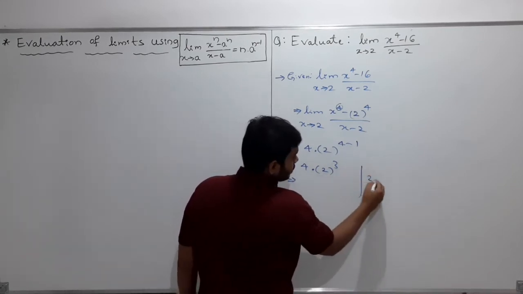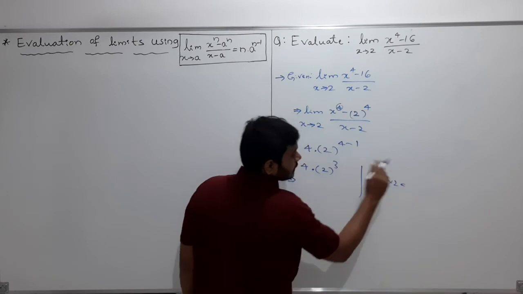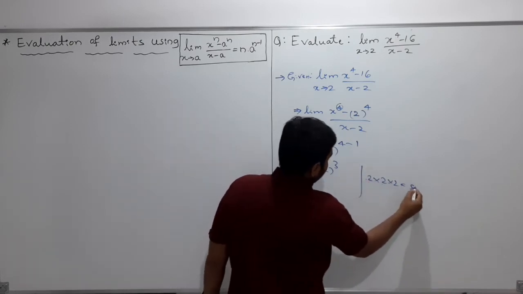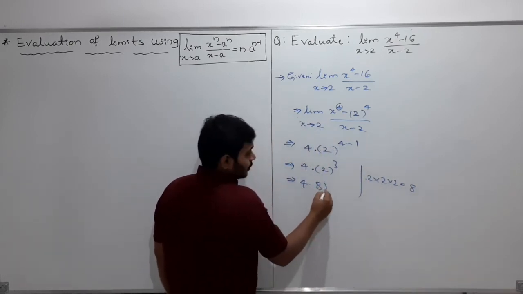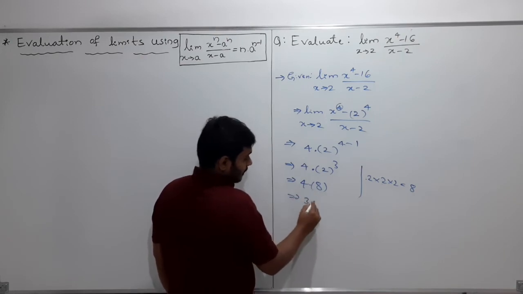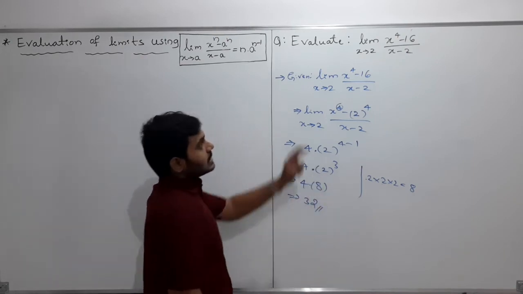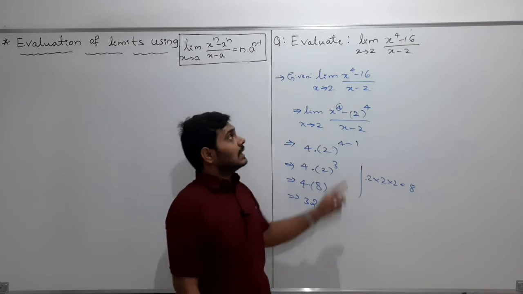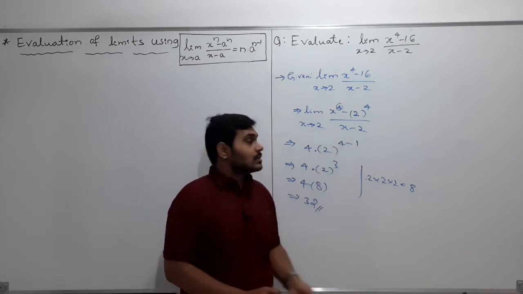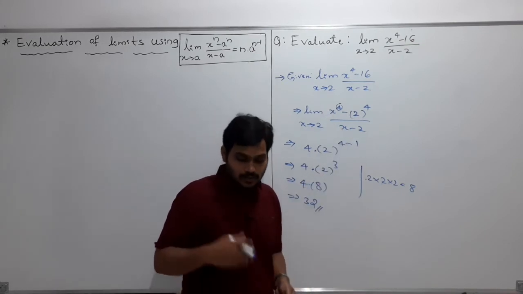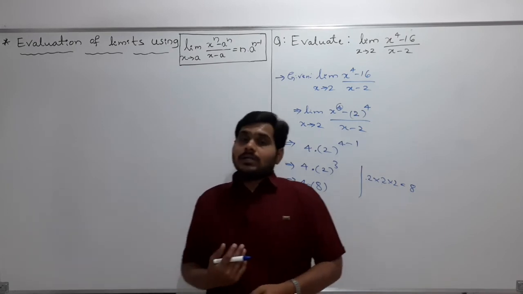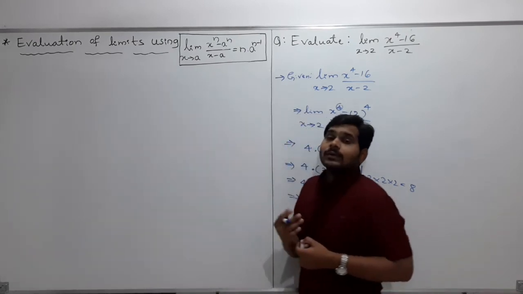2 to the power 3 means we should multiply 2 three times. 2 twos are 4, 4 twos are 8. So this is 4 into 8. 8 fours are 32. So this is the answer for the given limit here. It is clear. So like this we will solve, my dear students. One by one we are discussing.